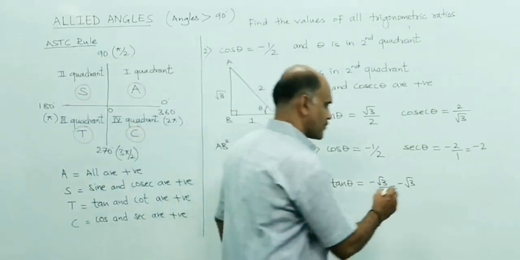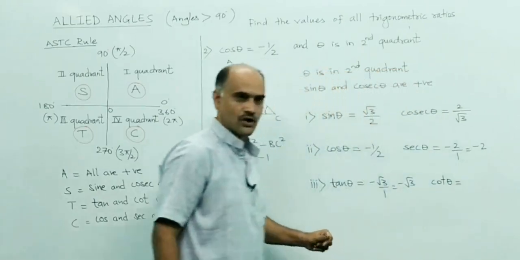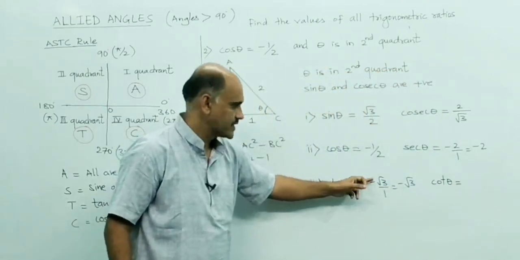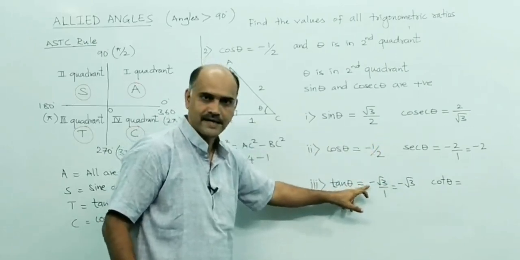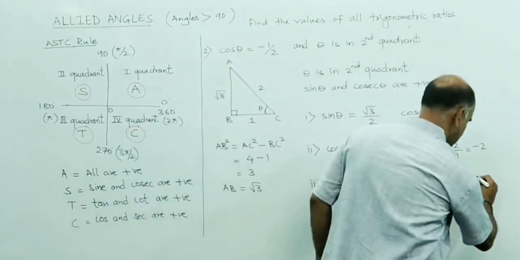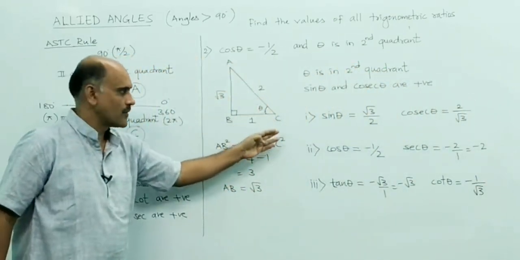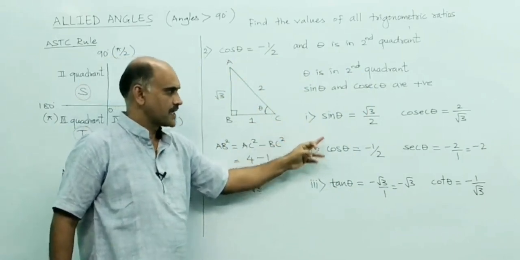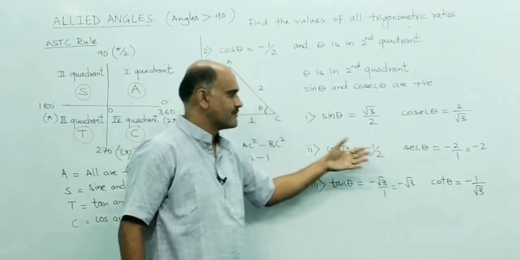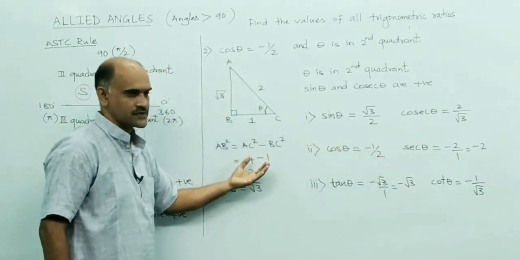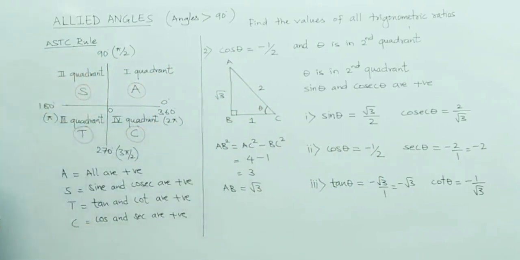If you take the reciprocal of tan, you get cot theta. Cot theta is the reciprocal of this, so it will be 1 by root 3 with a minus sign. So cot theta is minus 1 by root 3. Again you have found all the values: sine, cos, tan, cot, secant, cosec. Clear students? Again you can pause and note these steps. I will take another problem.